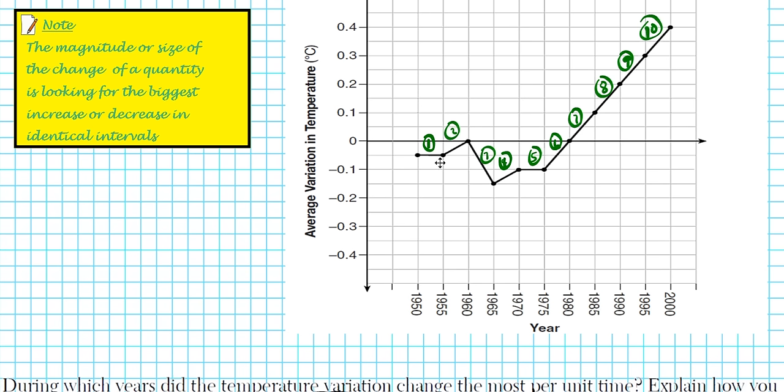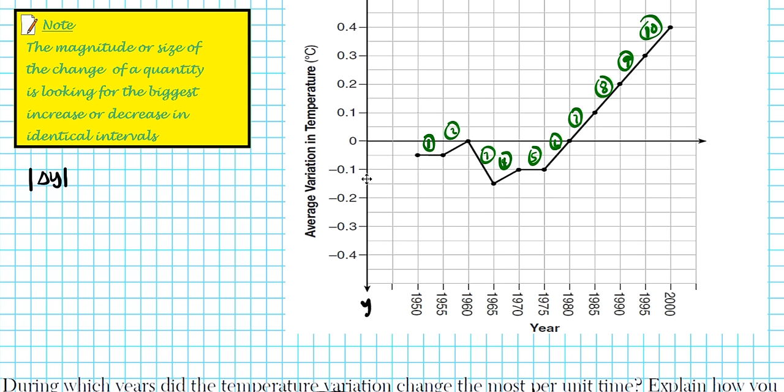All right, so remember, we're not looking for the slope, we're looking for the rise or fall. Which interval did you have the biggest rise or the biggest fall? So what we're looking for in essence is the absolute value of the change in y. That's what we're looking at. So this is our y-axis.